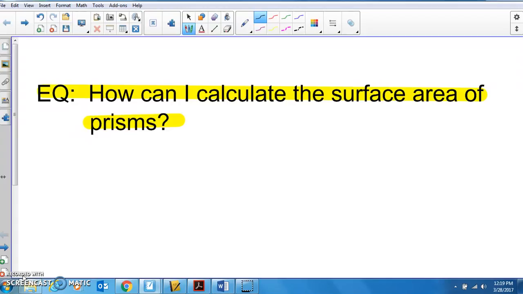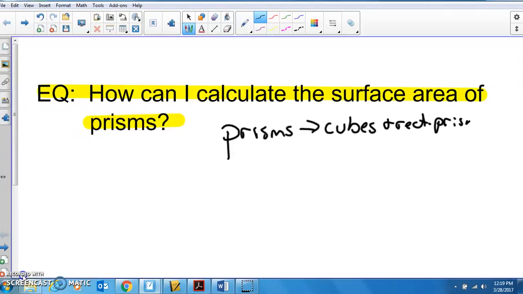in this case prisms. This is going to be broken down into three general shapes. Prisms. When I say prisms, I'm talking about cubes and rectangular prisms. We're then going to break it down from there and talk about triangular prisms. And then from there, we're going to talk about pyramids. So these are the three areas that we're going to focus on: prisms with cubes and rectangular prisms, then triangular prisms, and then pyramids. So our central question is, how can I calculate the surface area of prisms?